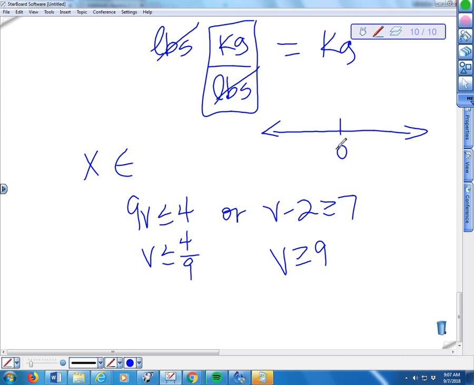4/9 is just a little less than 1/2. And then 9 will be out here. And it's less than or equal to, and it's greater than or equal to. So that's how I would graph it. So how do I write interval notation representing this? Bracket. What's the first number on the left that you're going to see? Negative infinity. So that's parenthesis. Comma, 4 over 9 bracket.